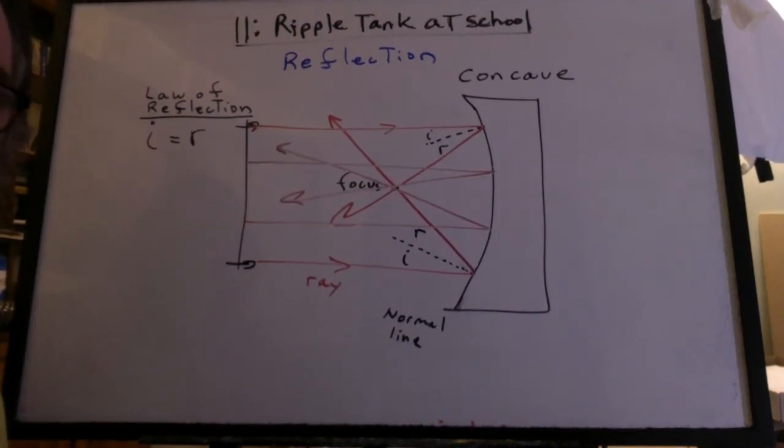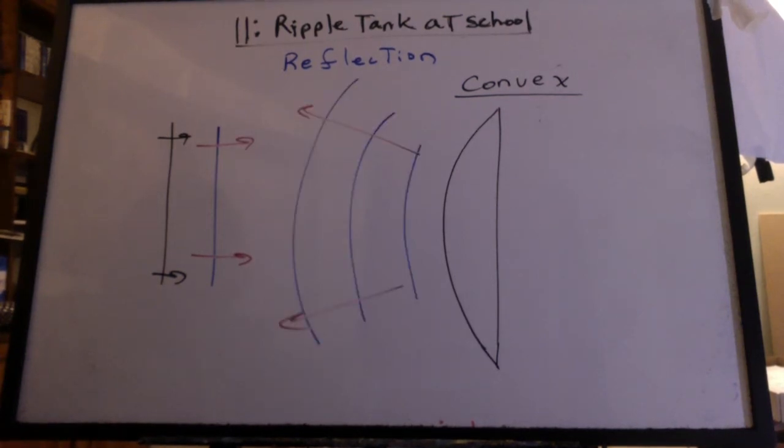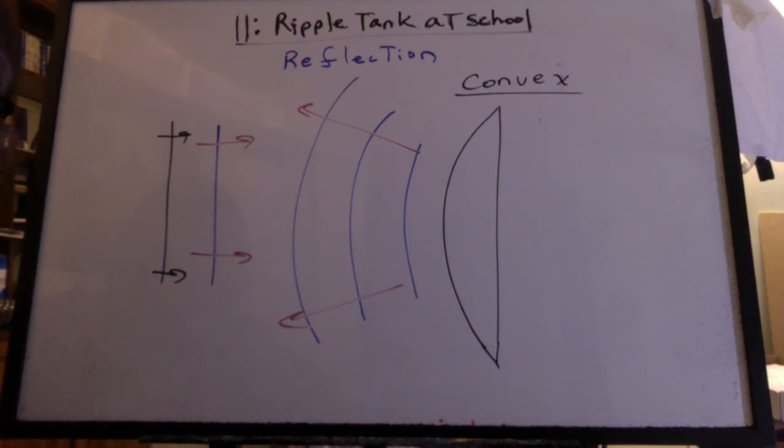All of the waves reflect and go through the focus. We say that a concave reflector is converging. Then we use the convex reflector. The plane wave approaches the reflector and bounced off, curving such that it's spread out.